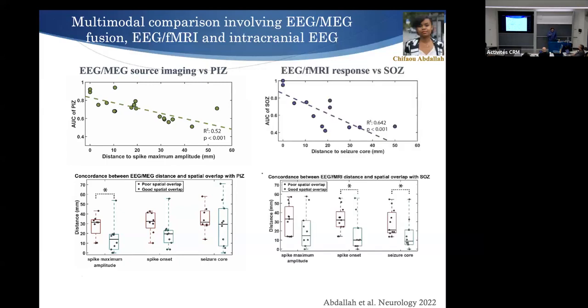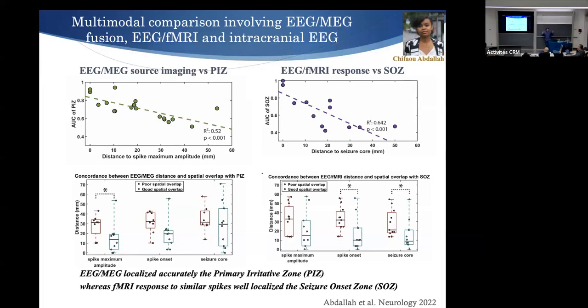Then we did the same for fMRI, and we found the same pattern, but not exactly from the same zone. I'm not showing all the cases. We found this pattern, but for the seizure onset zone, not for the primary irritative zone. And then when we label good and bad overlap, it's with the seizure onset zone. So what was interesting in this study, and quite new, I would say: the first thing was not new, that EEG and MEG were localizing very well the primary irritative zone where spikes are generated, with good spatial overlap. That was kind of expected, but what was new is that EEG-fMRI also localized very well, but rather the seizure onset zone.